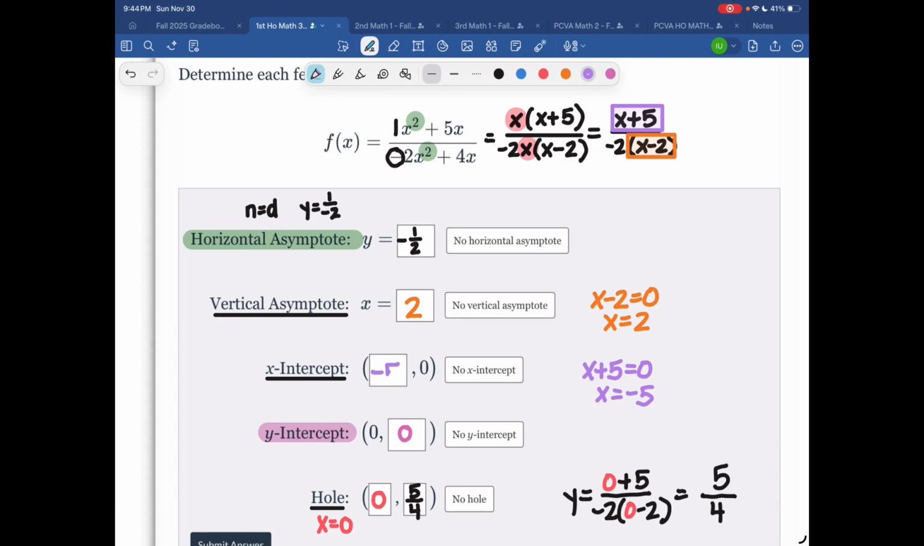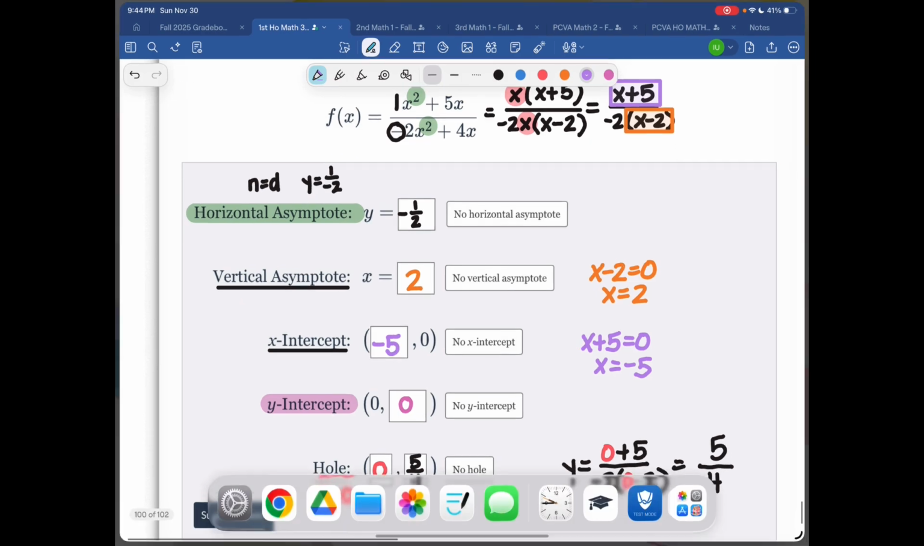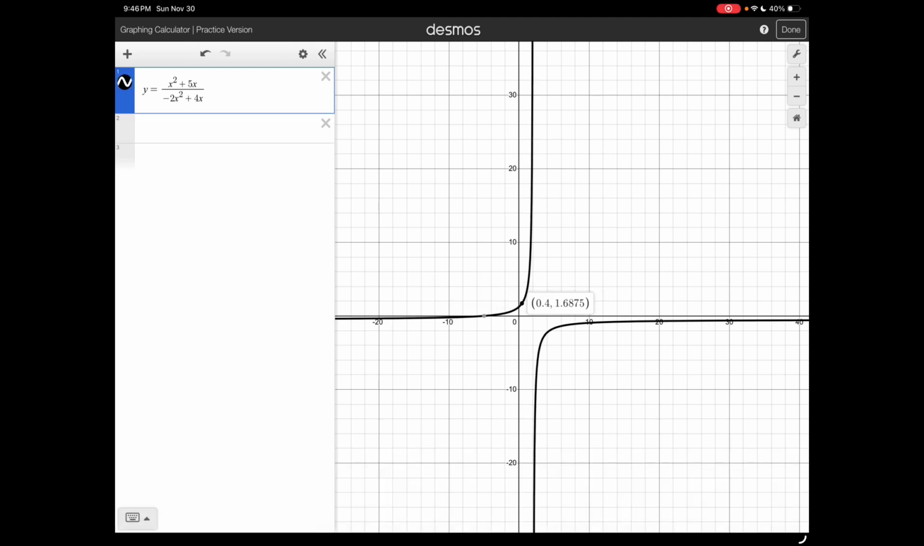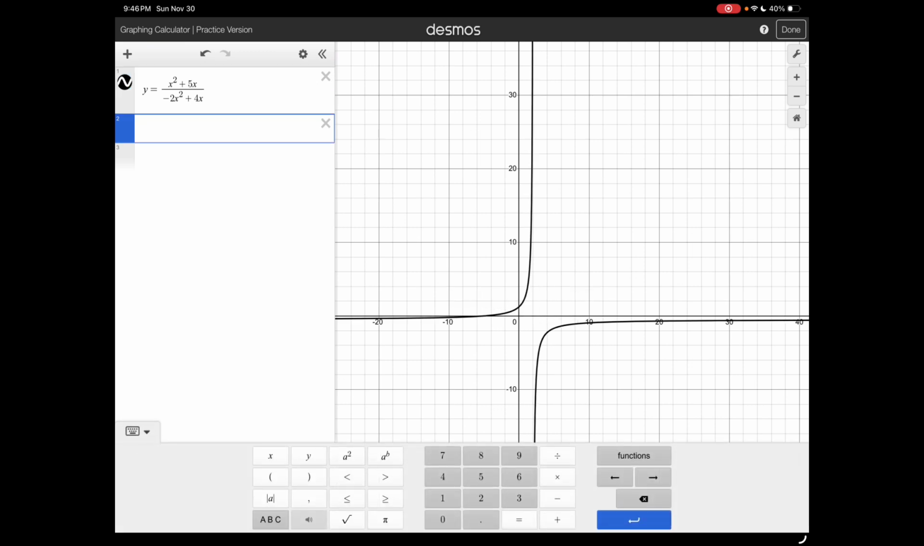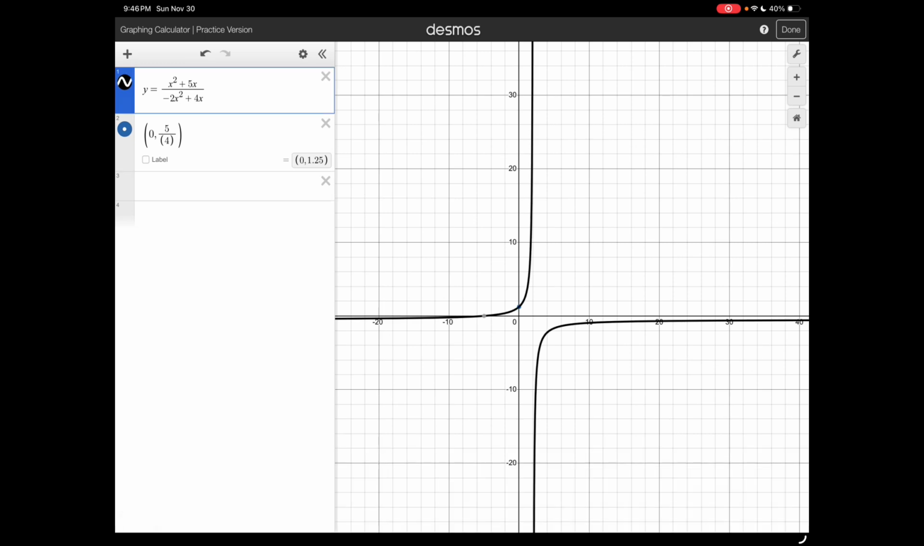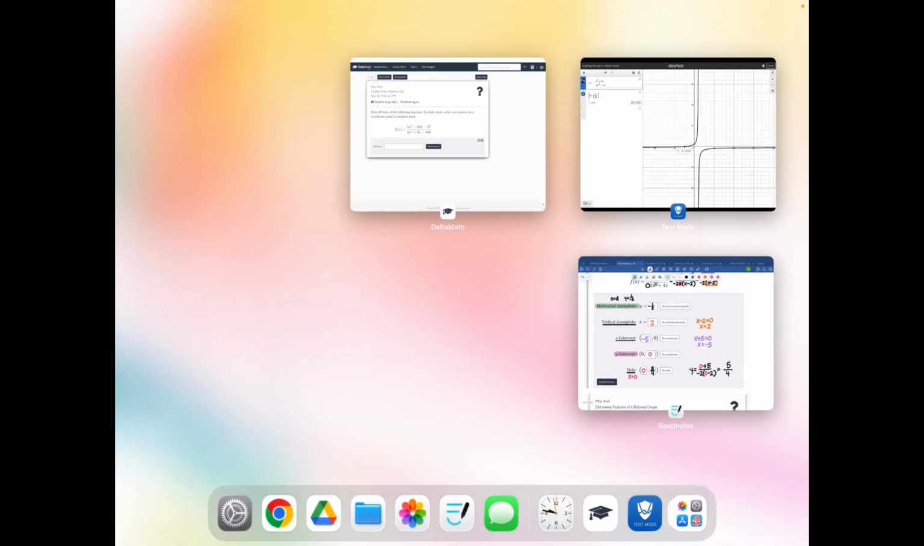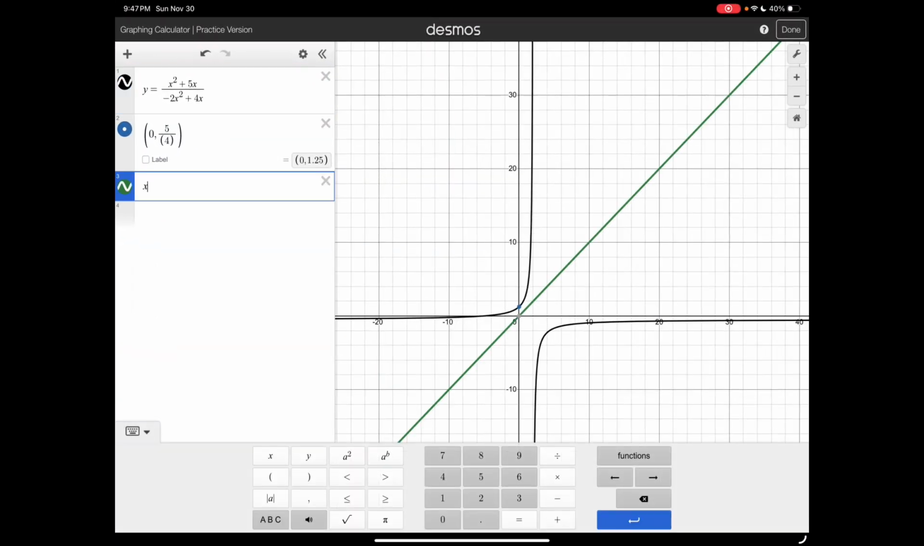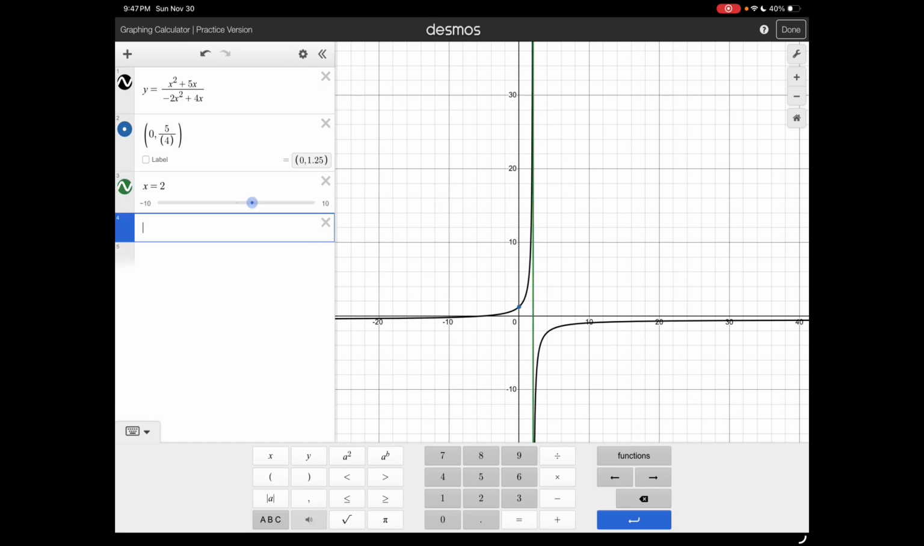And again, you can verify all this information graphically. All right, so we put in the problem. We can check everything we want to check. If I look here, we can see at 0 it is undefined, and we said that that was located at 0 and 5 over 4. We can see that that's where that is located. There was an x-intercept at -5, which is also what we got. My vertical asymptote was located at x equals 2, and we do have a vertical asymptote there.